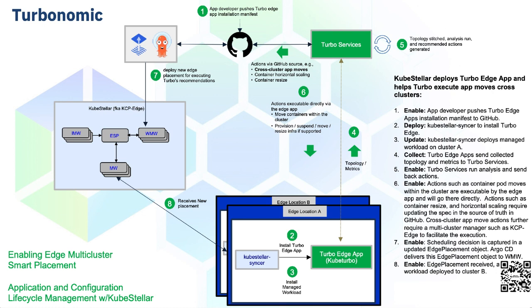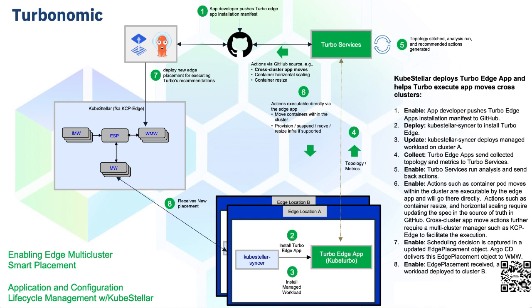On the right-hand side, we have two green boxes. Those are Turbonomic components, including the Turbo services running in the center, as well as KubeTurbo, which is the agent running in each of the edge clusters.